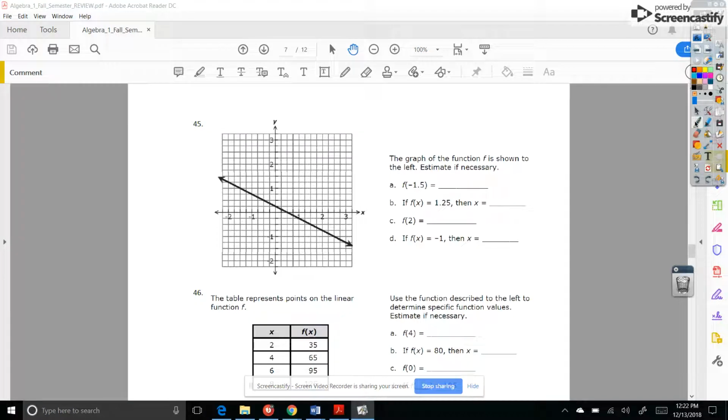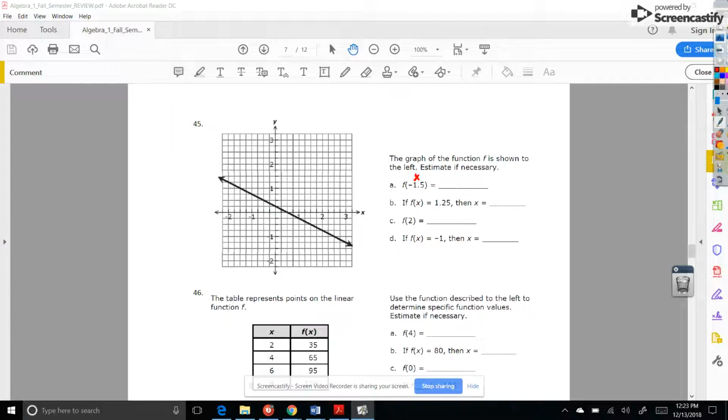Okay, number 45. The graph of the function f is shown to the left. Estimate if necessary. It would like us to find f of negative 1.5. So this is an x value. It wants to know what is the y value when x is negative 1.5.